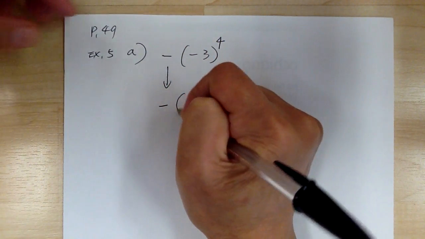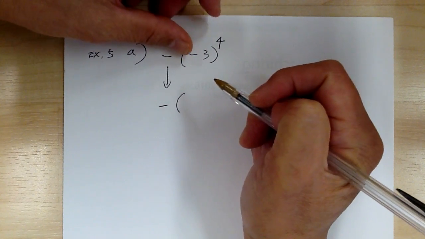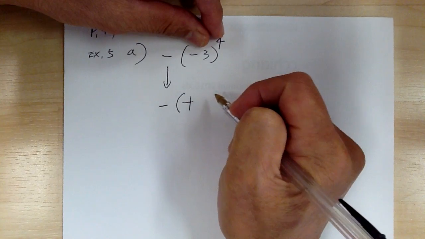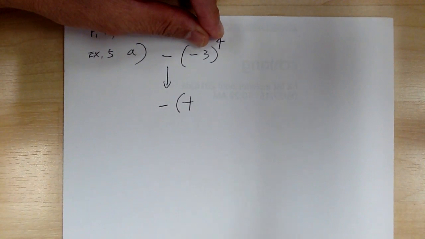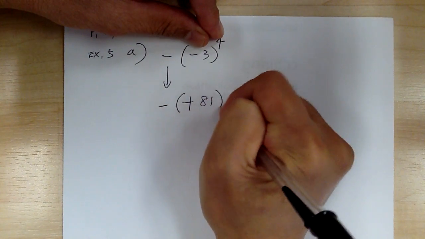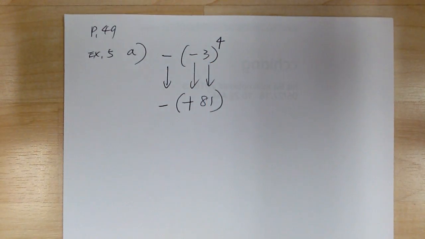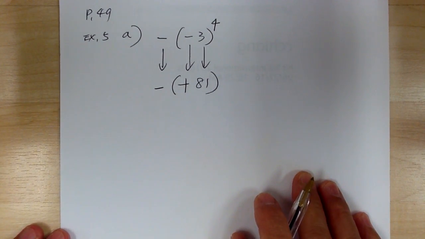Now over here, let's do the parentheses first. Negative 3 to the fourth power will give you positive. 3 to the fourth power is 3 times 3 times 3 times 3, so you get 81. So this will give you that, and this will give you that. Again, line things up, it helps you to avoid careless mistakes.